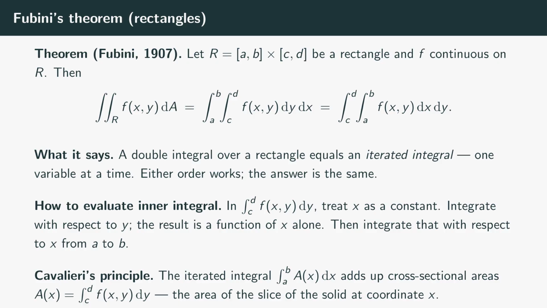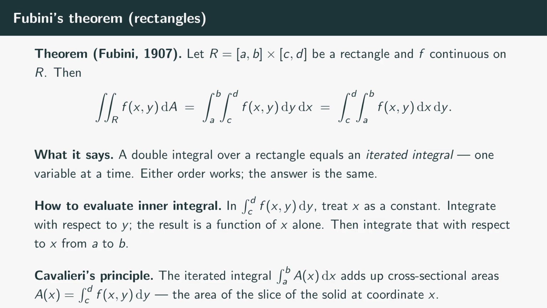How do we actually compute these things? We almost never go back to the Riemann sum definition. Instead, we use Fubini's theorem, which was proved in 1907 by the Italian mathematician Guido Fubini and is the workhorse of double integration. The statement, for a rectangle capital R equal to the interval from a to b, cross the interval from c to d, and continuous f: the double integral equals the iterated integral, where you integrate one variable at a time.